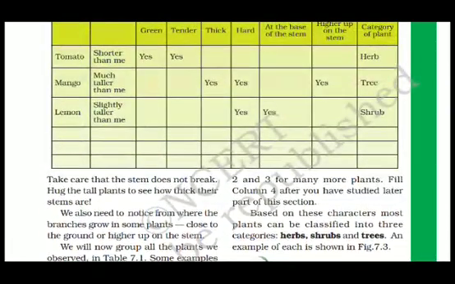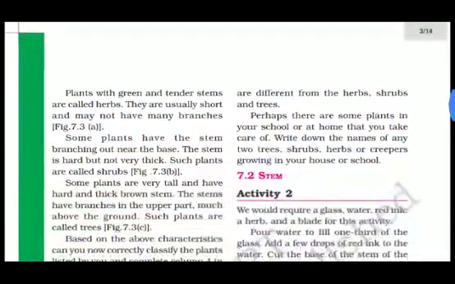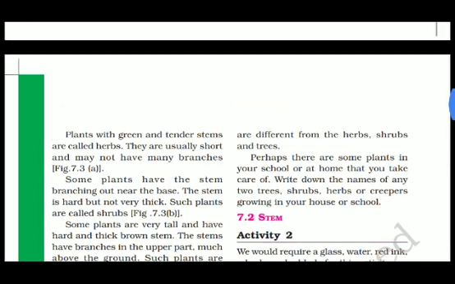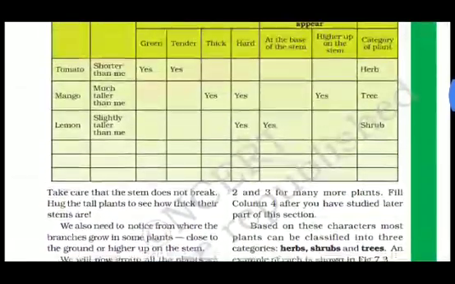Example is lemon, right? Next we have the trees. Some plants are very tall and they have a hard and thick stem. And also its branches are in the upper part, much above the ground. So such plants are called trees. So we have the example as mango tree.